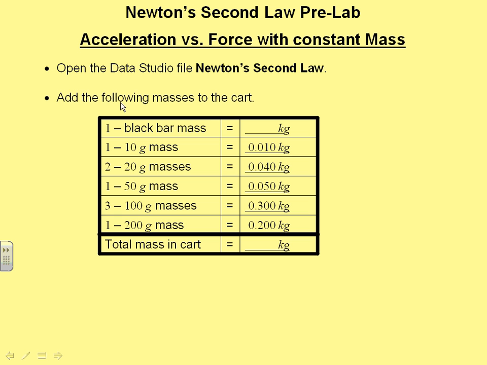Second thing I want you to do is to add all of these masses into the cart. 1 black bar mass, 1 10-gram, 2 20s, 1 50, 3 100s, and 1 200-gram mass. And here they are listed in kilograms. Now, the reason the black bar mass is empty here is because it's supposed to be theoretically 500 grams, 0.500 kilograms, but it probably isn't.